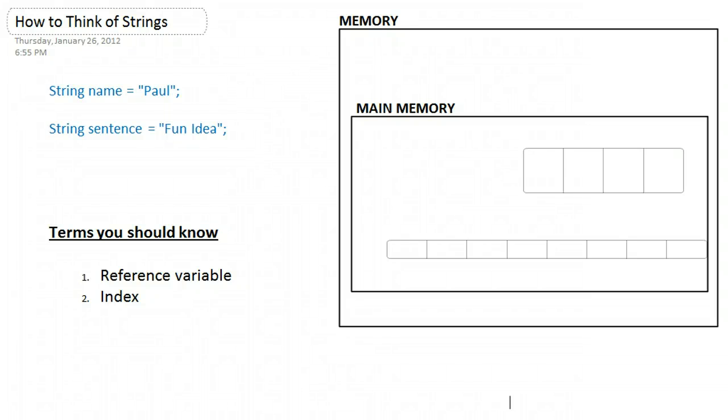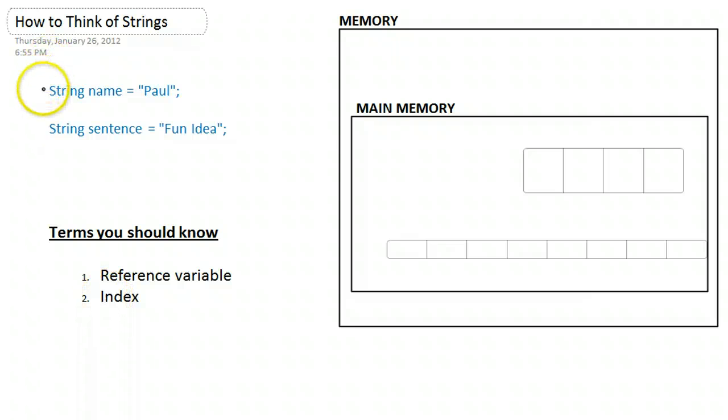Hello, this is going to be a very quick video to explain how to think about strings. This thought process and visualization might not seem as important now, but as we get into more complex ideas, being able to visualize a string in this manner is very useful. We're also going to highlight two terms, reference variable and index.